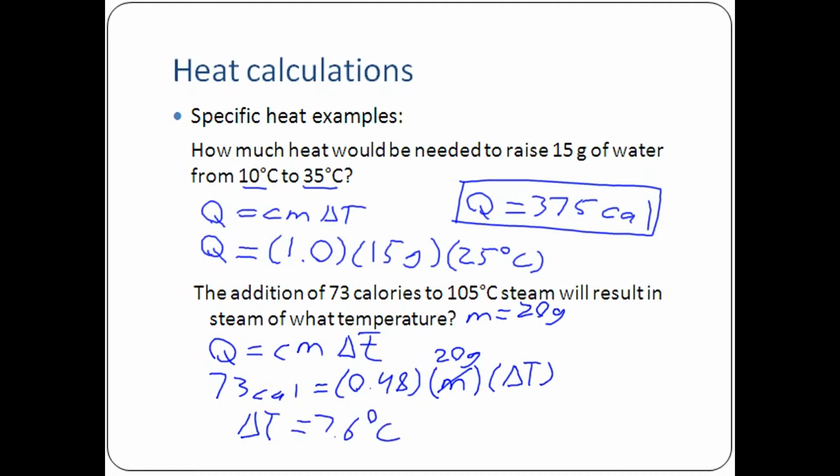Now, this is the change in temperature, not the final temperature. Since the original temperature was 105 degrees, we'll take 105 and add 7.6, so we get a total of 112.6 degrees Celsius as our final answer here.